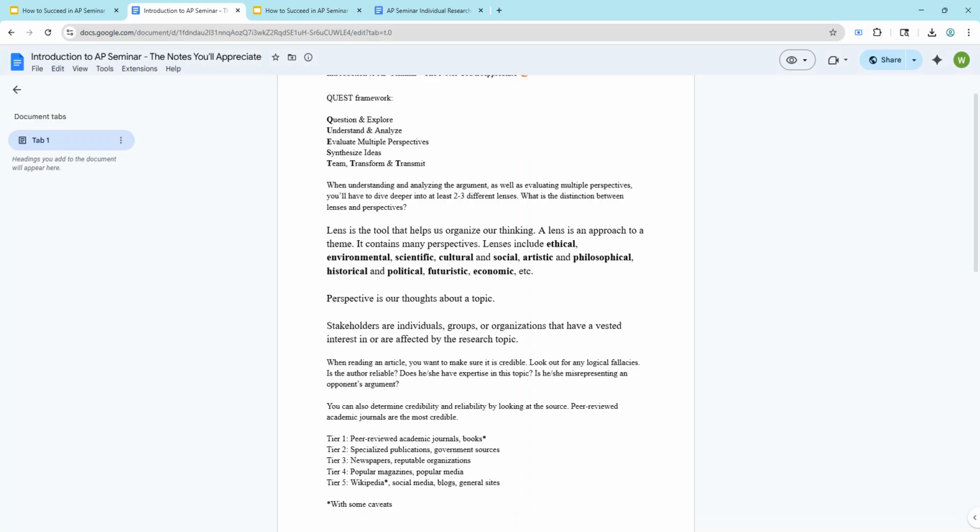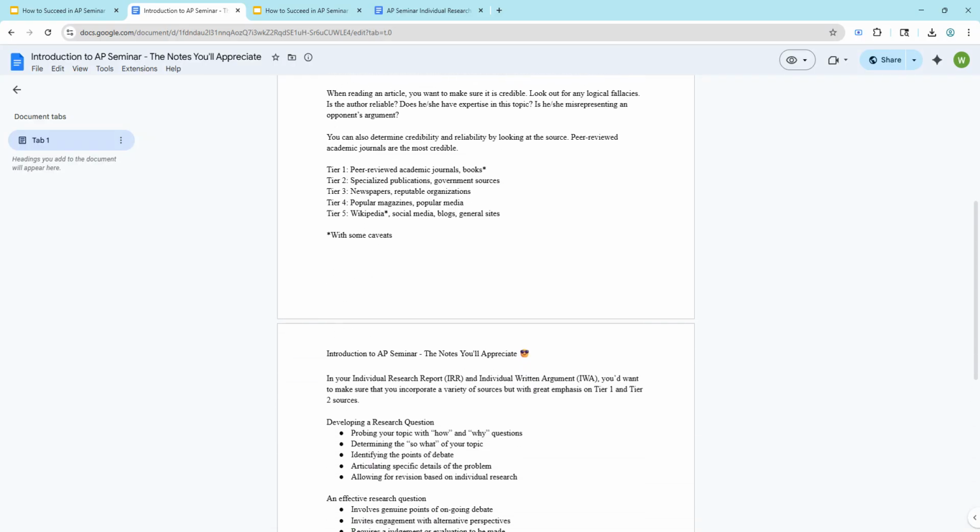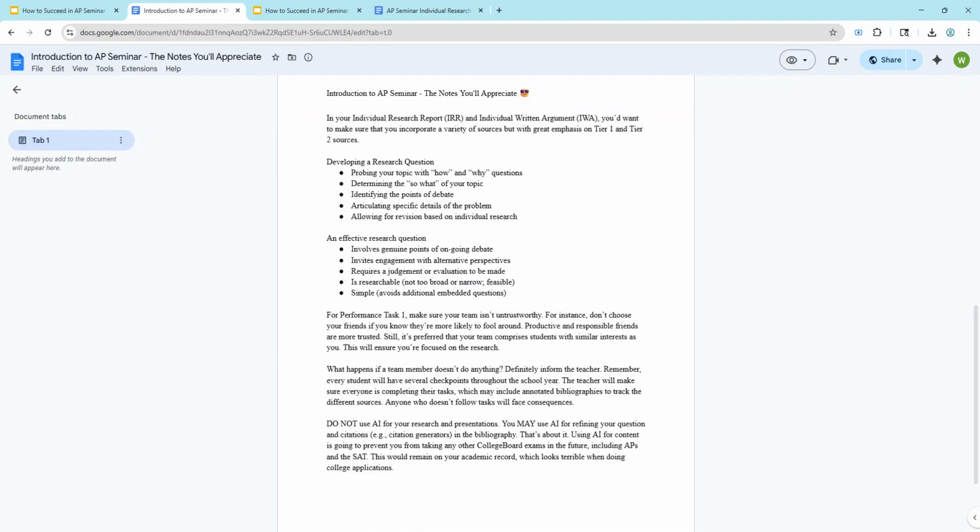So Tier 1 is peer-reviewed academic journals and books. Tier 2 is specialized publications and government sources. Tier 3 is newspapers and reputable organizations. Tier 4 is popular magazines and popular media. And Tier 5 is Wikipedia, social media, blogs, and general sites. In your individual research report and individual written argument, you'd want to make sure that you incorporate a variety of sources, but with great emphasis on Tier 1 and Tier 2 sources.